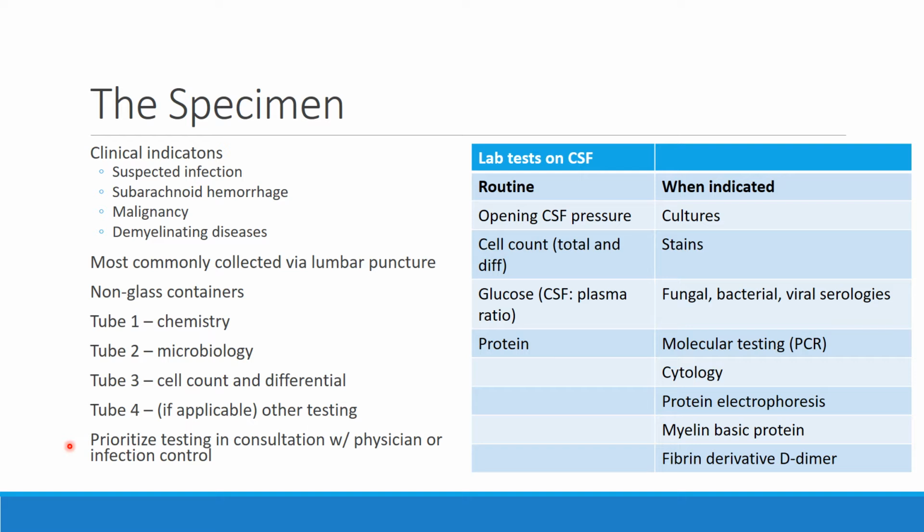Okay, so in that case, with 1 cc, you can do a culture and a count easily and probably get the chemistry in as well. But you definitely want the count, okay, the cell count.